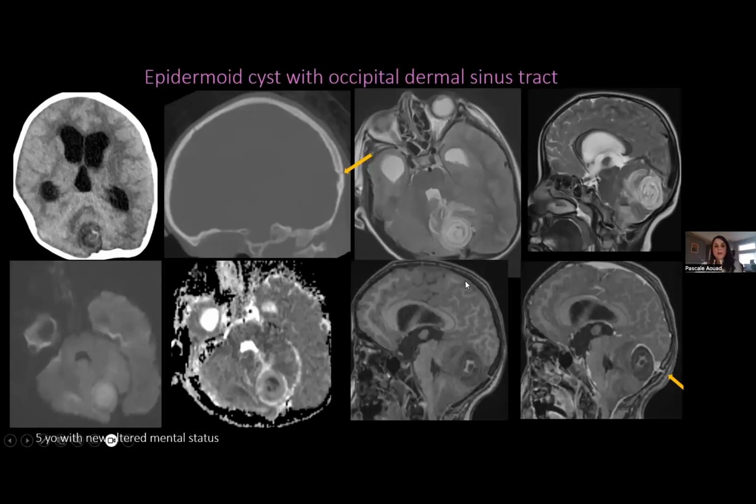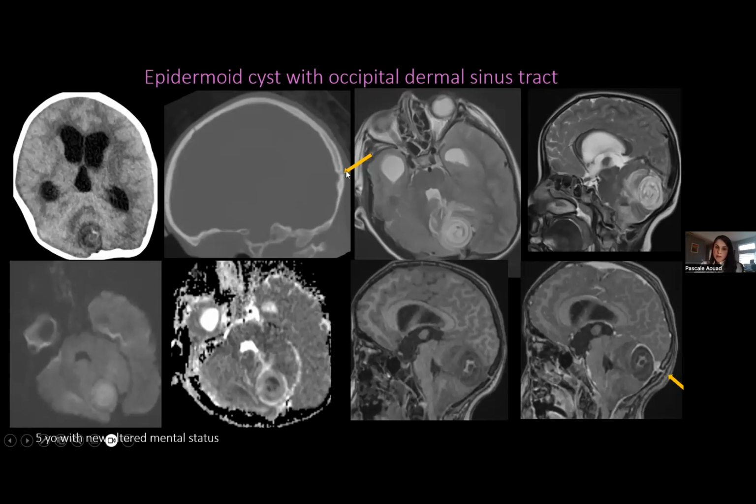This is an example of an epidermoid cyst with occipital dermal sinus tract. So the pathology in this case turned out to be epidermoid, although it looks very similar to a dermoid, given that it is midline location and has some fat density and signal. So this lesion has a midline location in the cerebellar vermis.